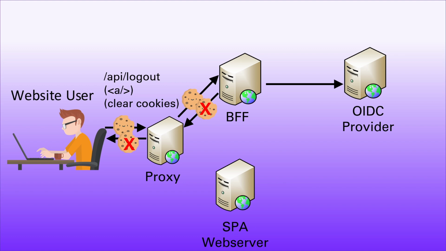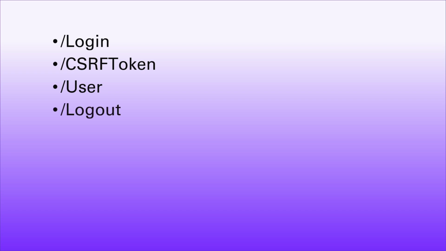So to support a BFF functionality, what we need is a login URL, a CSRF token, a user endpoint where we can go and get user information from, and a logout endpoint as well. So these are the 4 endpoints that we need to implement into our BFF to support all the things that I've just shown you.